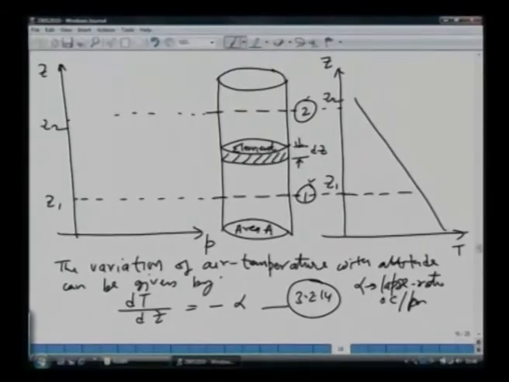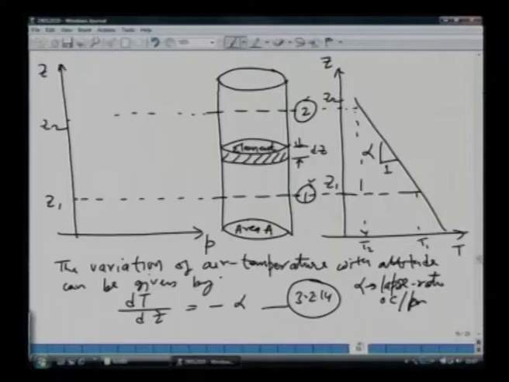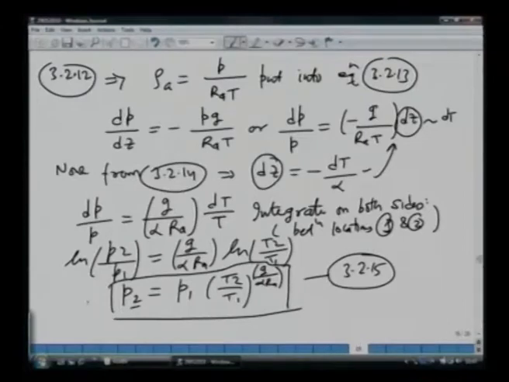So, this is Z1, this is T1, and at your Z2, this would be your T2. As we go up, the temperature decreases, and the slope of this line, as you see, would be your lapse rate, which is alpha. The slope of this line is nothing but alpha. So, it is just an equation of a straight line. What about the pressure? Pressure, as we have found out, is a non-linear relationship. Here it is.